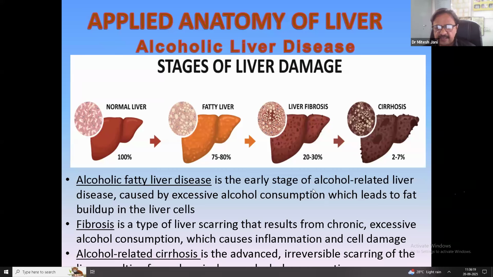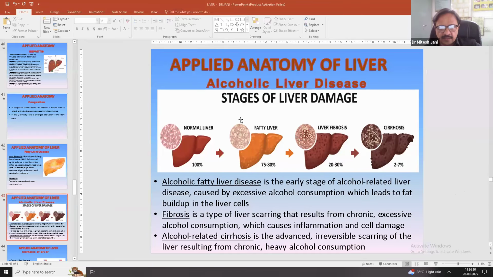And this is the early stage of alcohol-related liver disease caused by excessive consumption, which leads to fat deposition in the liver. Then the next stage after the fatty liver, if the person continues taking alcohol, is fibrosis, a type of liver scarring that results from chronic excessive alcohol consumption, which causes inflammation and cell damage.